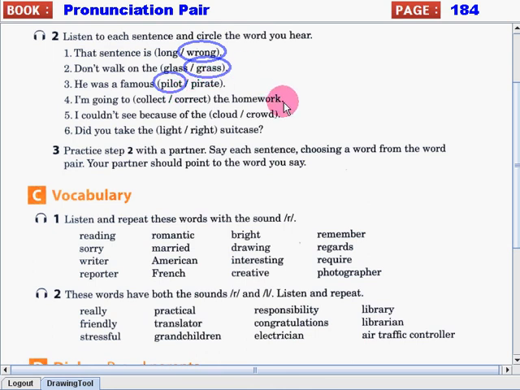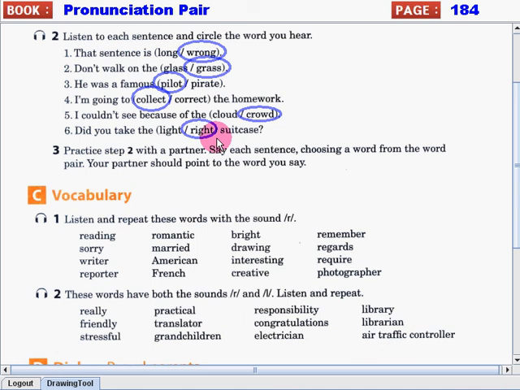Number 4. I'm going to collect the homework. Wow, awesome. You heard it right. The word is collect. 5. I couldn't see because of the crowd. Good job. The word is crowd. Number 6. Did you take the right suitcase? Very good. The word is right.